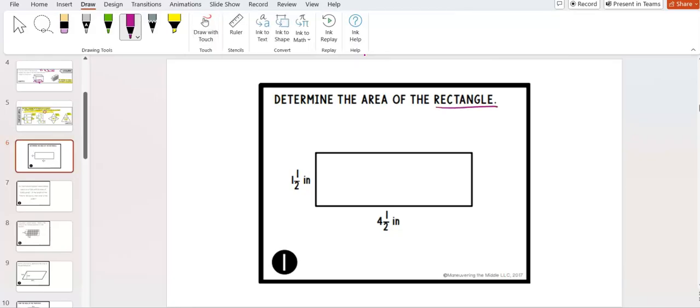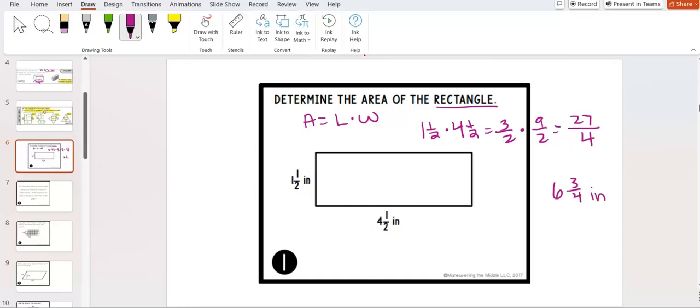So because this is a rectangle, we should know that the formula is length times width or base times height. So I'm just going to do 1.5 times 4.5. Okay, we're going to turn them improper and make that 3/2 times 9/2. And then we're going to multiply: 9 times 3 is 27, 2 times 2 is 4, and then we can simplify again. 4 goes into 27 6 times with 3 left over. And then we always do our area units with a little square. This is inches squared, or inches to the power of 2. But that's it. That's all we did.